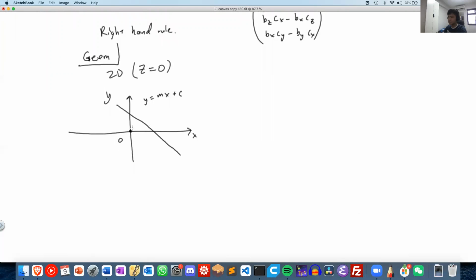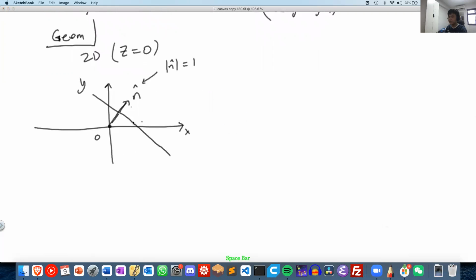Let's say we have the normal vector to the line. Let's say we have a vector that is perpendicular to the line, and let's call it the n vector. Let's say n is a unit vector, meaning that the hat over here indicates that the length of n is equal to 1. Then the position vector of any point on the line goes to (x, y, 0), with 0 for the z component because we are restricted to the z equals 0 plane, the xy plane.